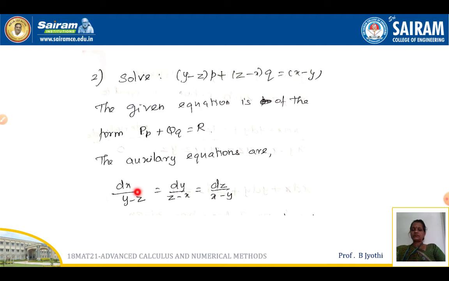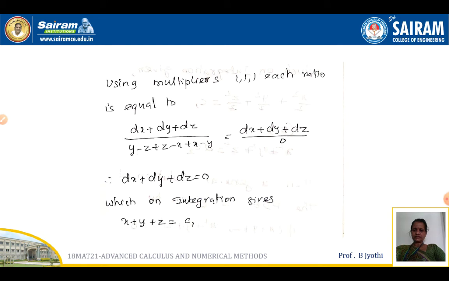So we use the next option, that is choosing suitable multipliers. We can choose the multipliers as 1, 1, 1, so that when we add the denominators, it will be 0. The other one is x, y and z. Then also by adding, the denominator will be 0. First, by using the multipliers 1, 1, 1 in each ratio, it is dx plus dy plus dz divided by y minus z plus z minus x plus x minus y, which totally gives 0. That is, dx plus dy plus dz is equal to 0, which on integration we get x plus y plus z is equal to c1.